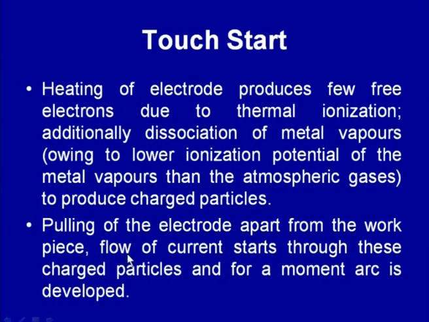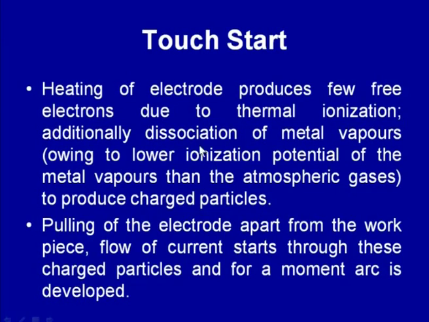Once the charged particles are produced and the potential difference is established between the electrode and the workpiece, pulling a part of the electrode from the workpiece results in the flow of current, and once the current starts flowing through the charged particles, for a moment an arc is developed. This arc will extinguish if the sufficient conditions are not met. So, the maintenance of the arc is another aspect, but just to initiate the arc in this approach, the electrode is brought first in contact with the workpiece and then it is pulled apart.